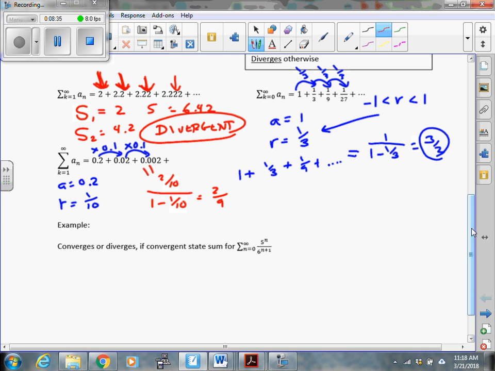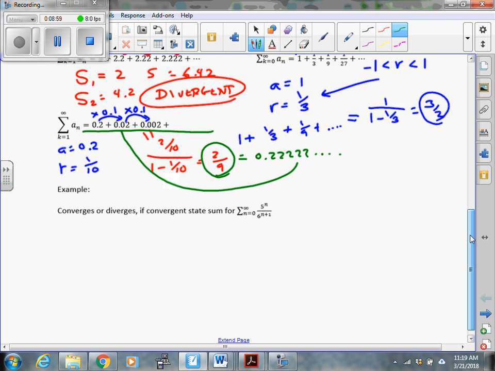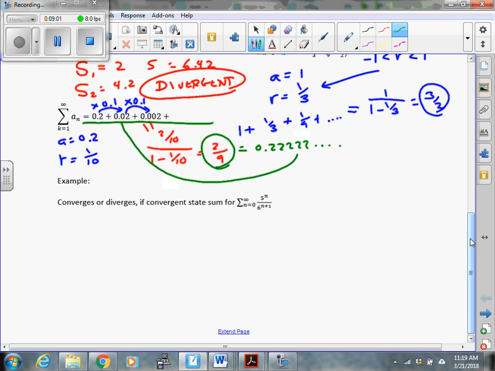Just to point this out to you, notice something. 2/9, if you divide that, gives you 0.22222. 3/9 would be 0.33333. 4/9 would be 0.44444. And if you look at that, that's in fact what you're going to get if you sum all these up. It is a repeating, non-terminating decimal. Therefore, it's what we get when we divide by 9.